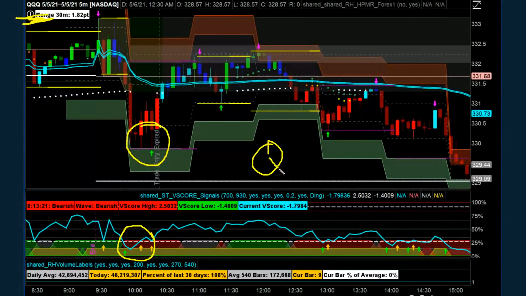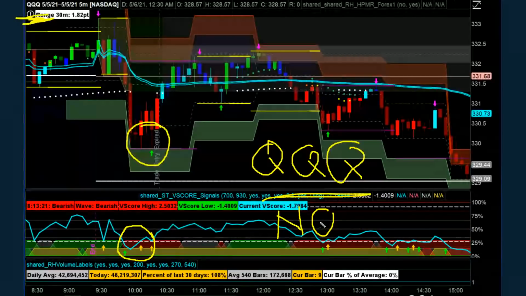If you like trading QQQ, listen to me now, believe me later, friends. Watch the NASDAQ. Watch the NASDAQ. In fact, yes, the signals were great here. V-score was telling me we're near the buy. HPMR kicked in. Darvis kicked in. But the NASDAQ futures can actually set up your QQQ.